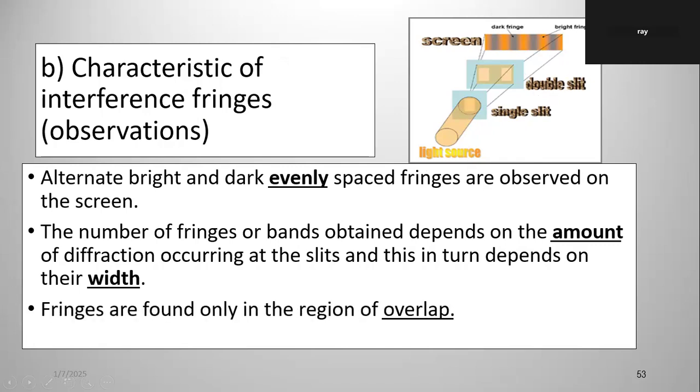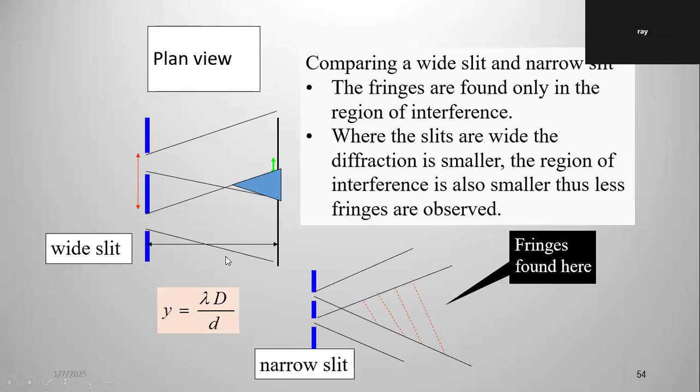Fringes are found only in the region of overlap. That's the region of overlap. It depends on that one there. If the gap is wide, the interference region will be small. If the gap is narrow, the interference region will be large.